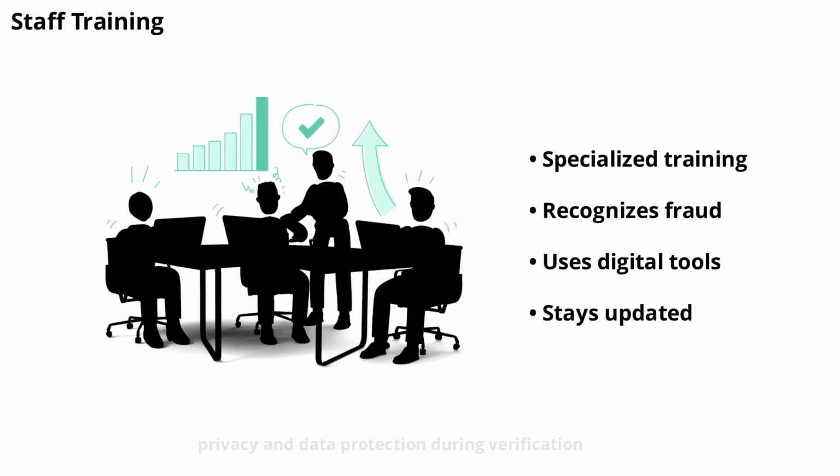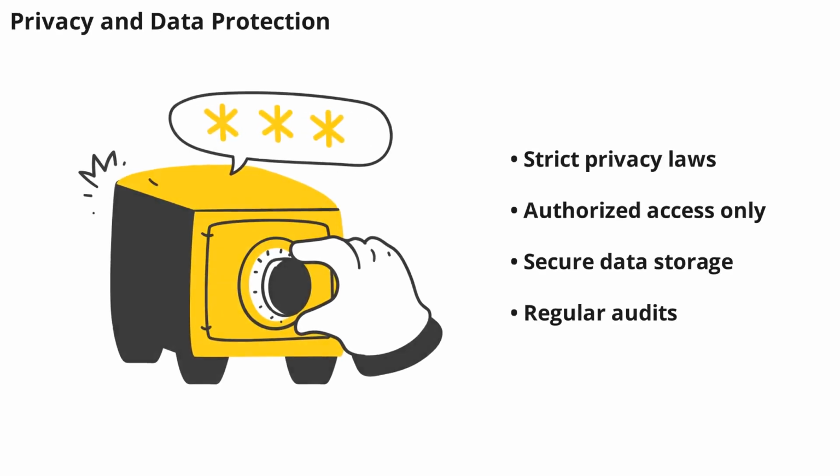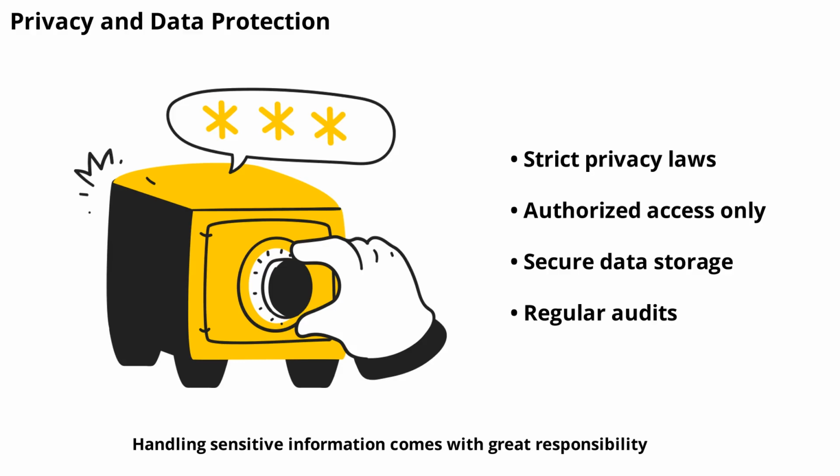Next, let's discuss the importance of privacy and data protection during verification. Handling sensitive information comes with great responsibility. Government offices must comply with strict privacy laws and data protection regulations. This means only authorized personnel can access certain information, and all data is stored securely. Breaches of privacy can have serious consequences, both for individuals and the agency itself. That's why robust security protocols and regular audits are in place.